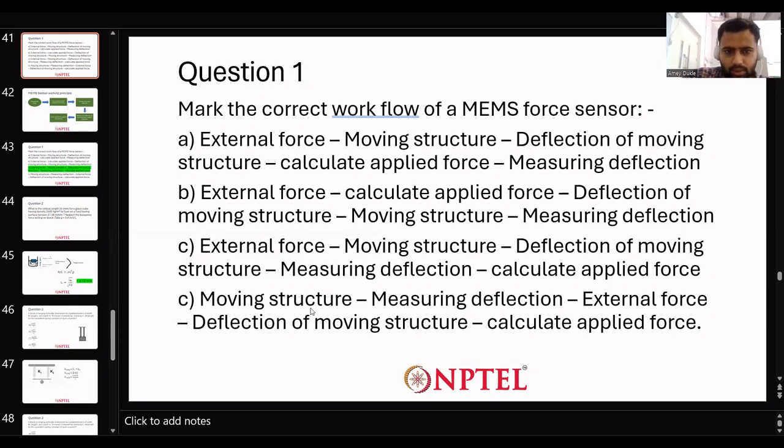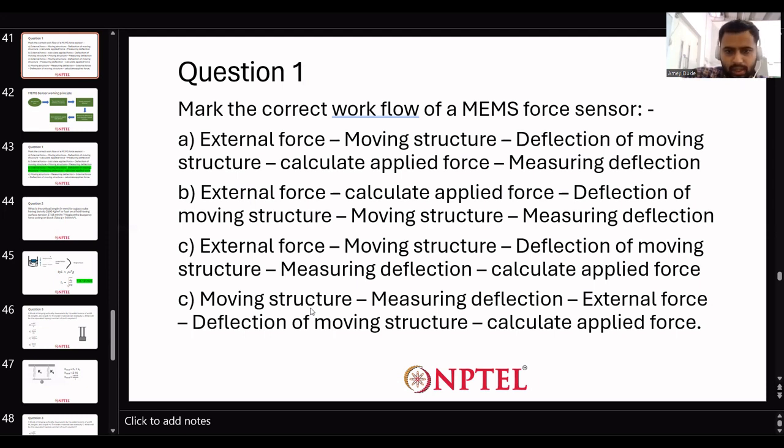So in all the options, our main thing is to calculate the force by calculating the deflection. So calculating the applied force should be at the end of our measuring chain. From all these options you can clearly find out that the third option, option C, is the one where the chain starts with the external force and ends with the calculation of applied force. So that is how the chain will be.